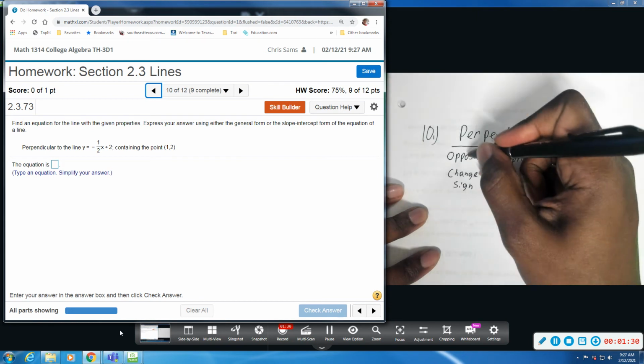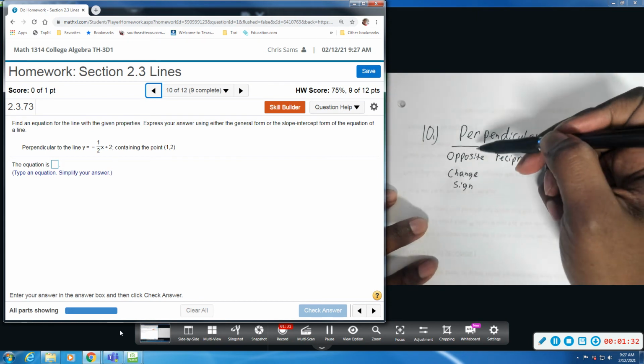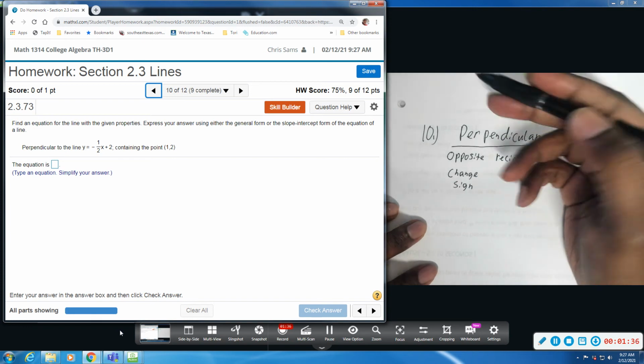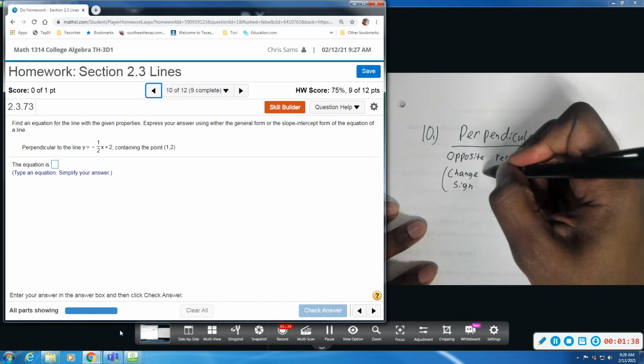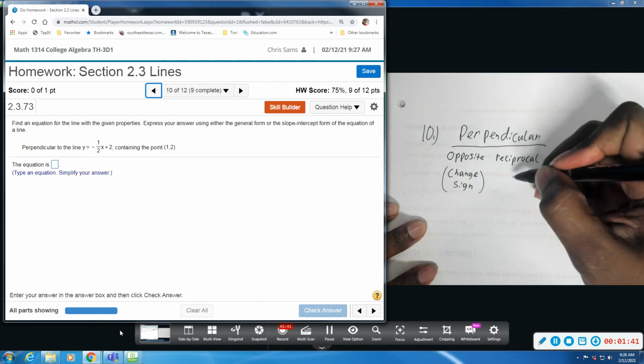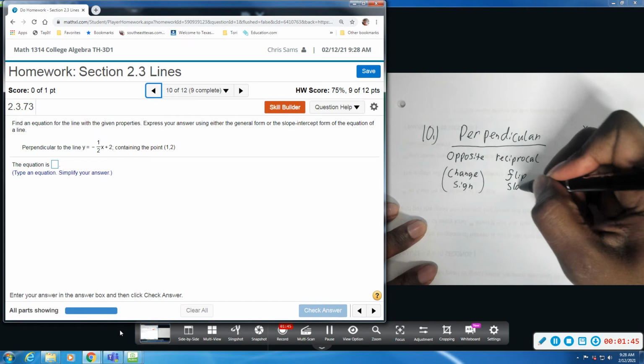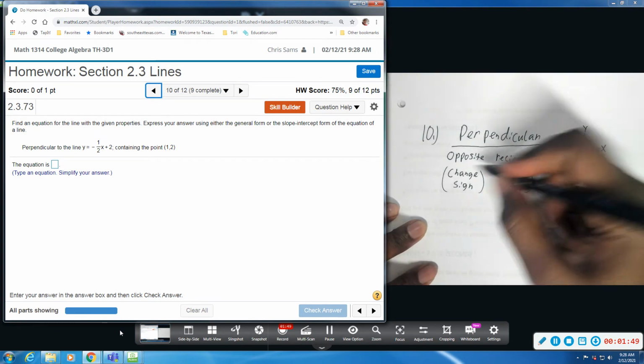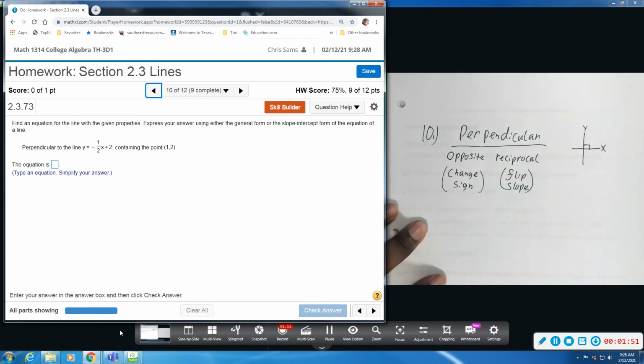So whatever the sign is, if it is positive, you change it to negative. If it was negative, you change it to positive. So you change the sign, and then reciprocal means flip the slope. Okay, so you change the sign, you flip the slope. Opposite reciprocal, that's what that means.